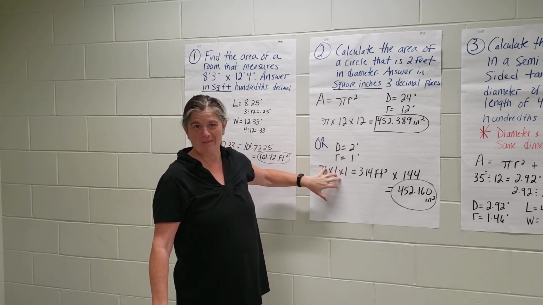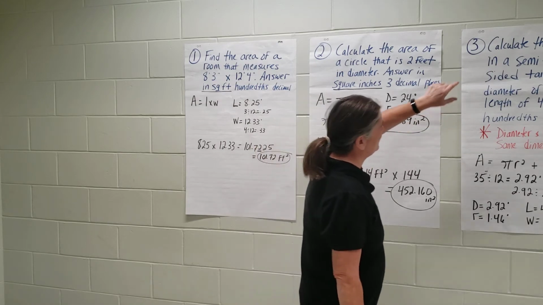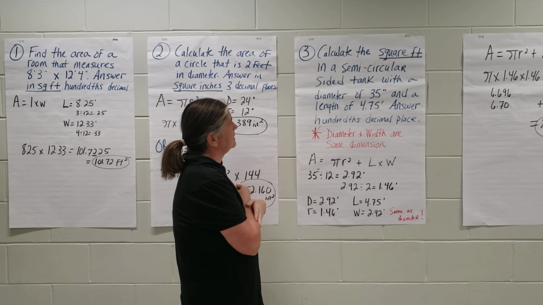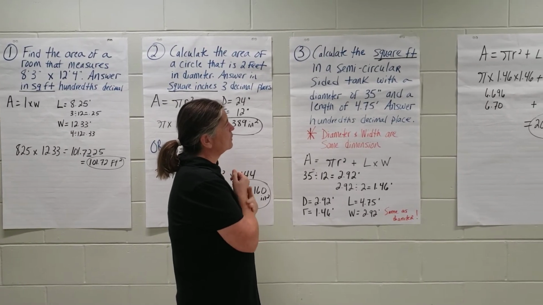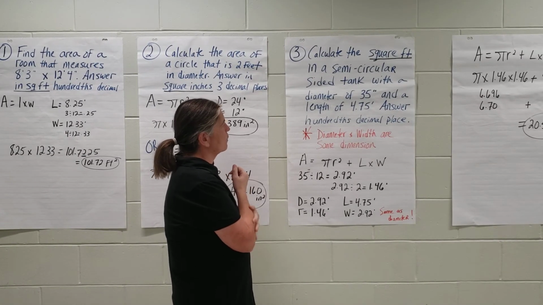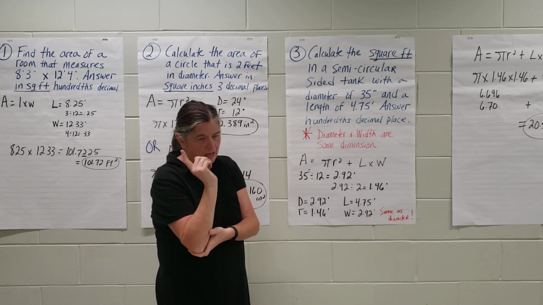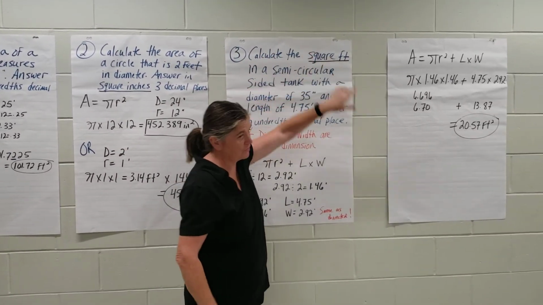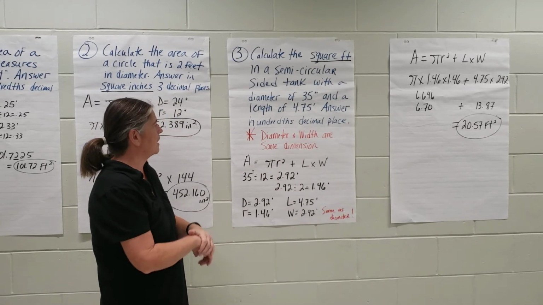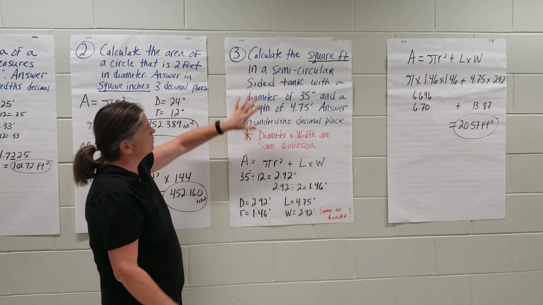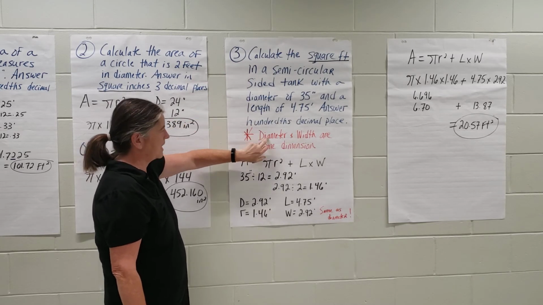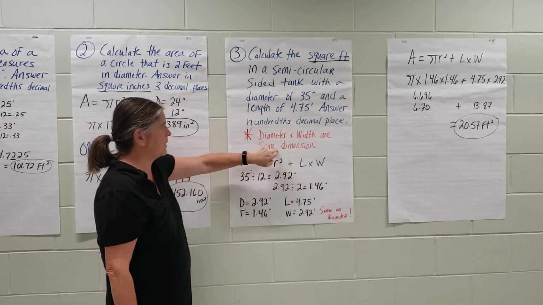Lori's gone away from the camera here, so I'm just going to move over to question number 3. Calculate the square feet in a semicircular sided tank with a diameter of 35 inches and a length of 4.75 feet. Answer hundredths decimal place. This time, the key in the question was given at the beginning. Calculate the square feet. So, you know as well as me, we've got to get all our numbers to feet.